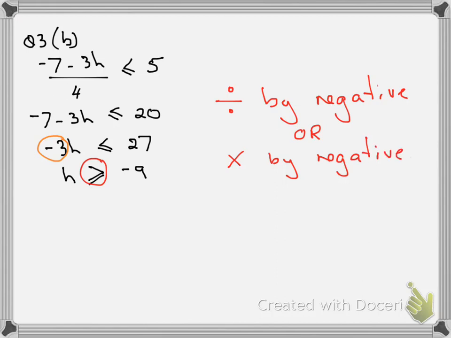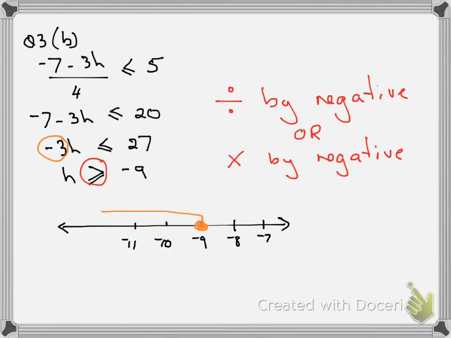So now let's go back, and there's my number line. Let's try negative 7, negative 8, negative 9, negative 10. So all we have to do now is I circle my 9, but this time, because it's equal to, I'm going to colour it in. And is that correct? No, it's not. It actually has to go this way, because it says h is greater than or equal to negative 9. So don't get caught out by that.